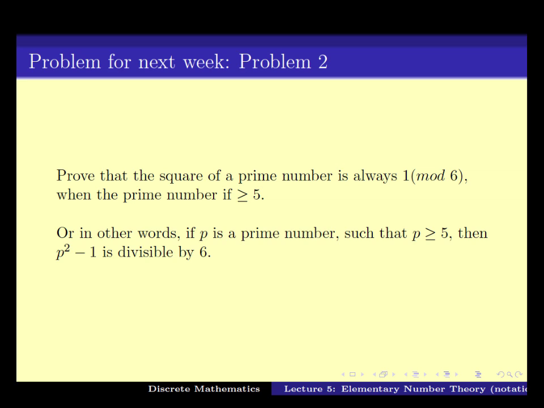So these are two very beautiful and easy problems. The first problem says that the square of any integer minus 2 cannot be divisible by 4. And the second one says that for any prime bigger than or equal to 5, the square of the prime minus 1 is divisible by 6. So this tells us some beautiful facts about integers.